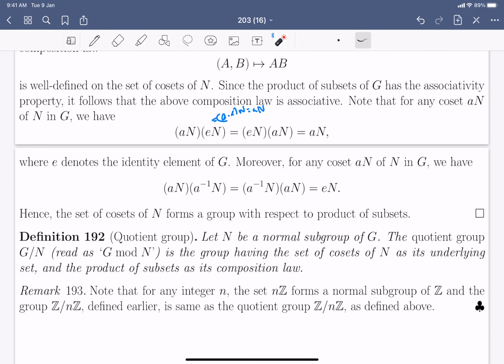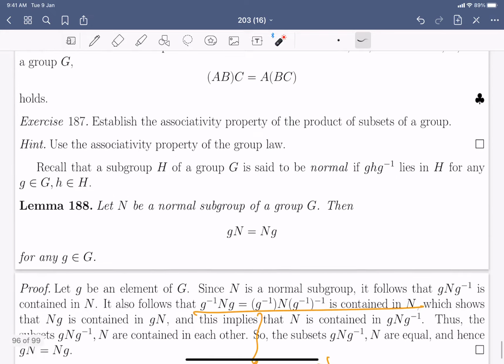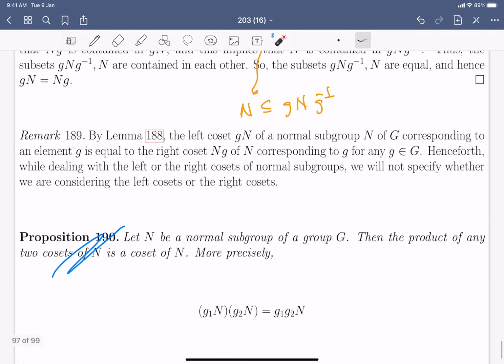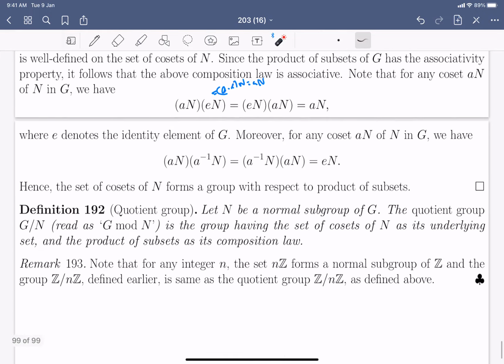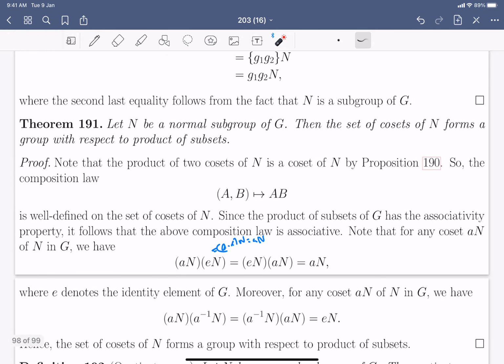Okay. Now this is the right time to introduce what I indicated in the very beginning of this lecture, that you will be learning the notion of quotient groups very soon. And in fact, the following definition says that you have already learned it. Okay, because this is just this.